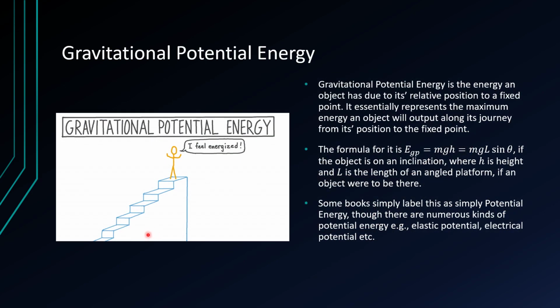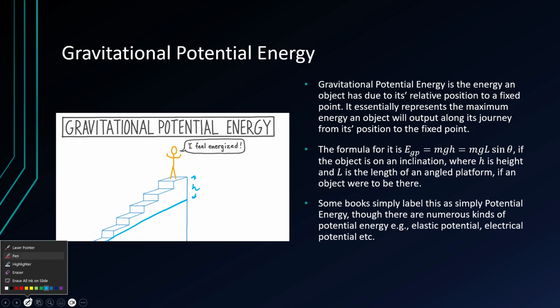The second kind is gravitational potential energy. It's a bit of a complex definition, but it is the energy that an object has due to its relative position to a fixed point. So this man here on the stairs, we could say that if we draw this little baseline here as our reference point, then he is some height h above that reference point.